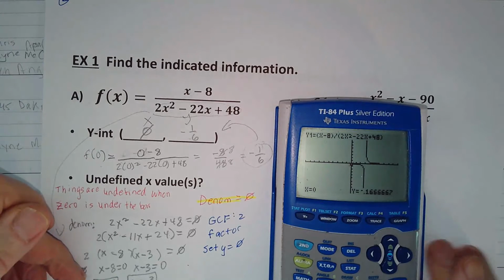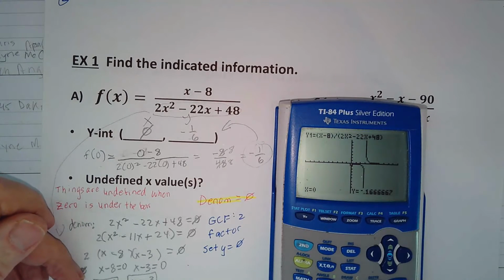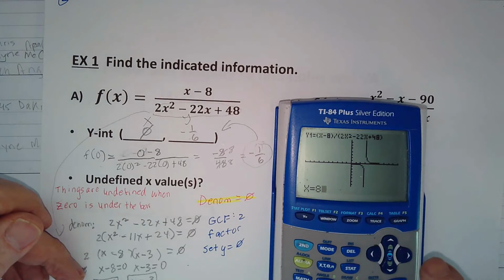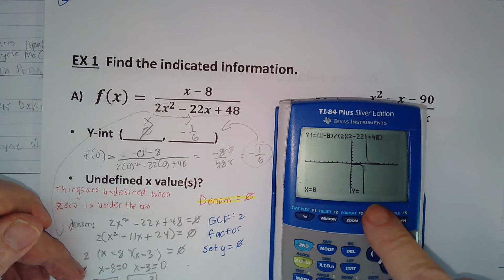But let's set x to equal 8. So I just type in an 8. And now you'll see it says x equals 8. And then I think we just hit enter. What does y equal? Well, there's nothing there. It's just blank. Y equals blank because it's undefined.